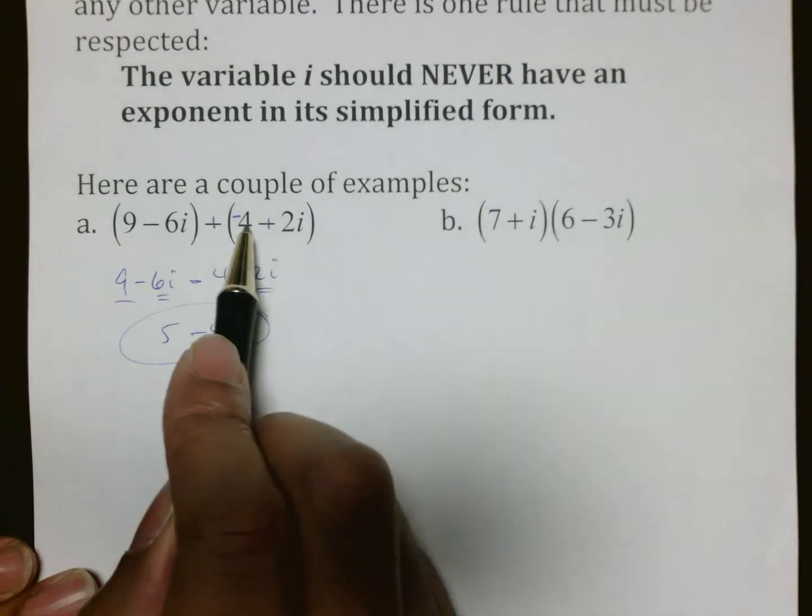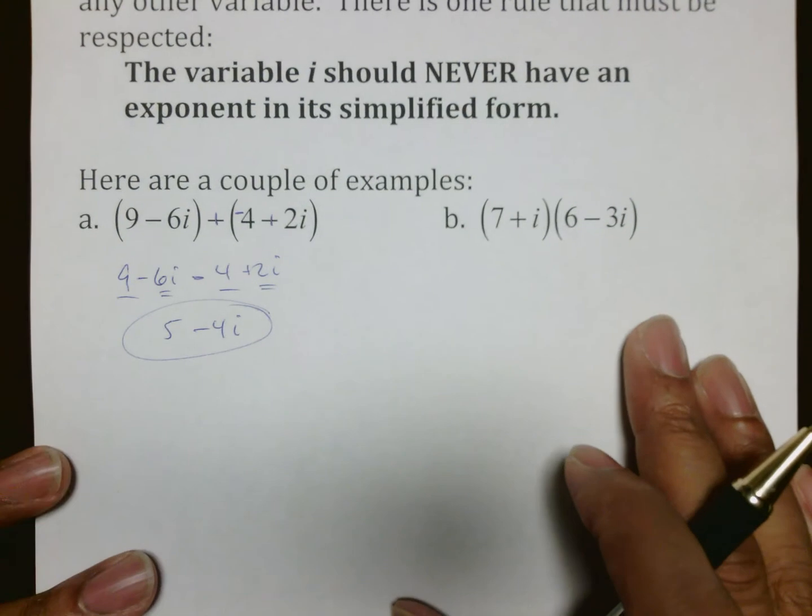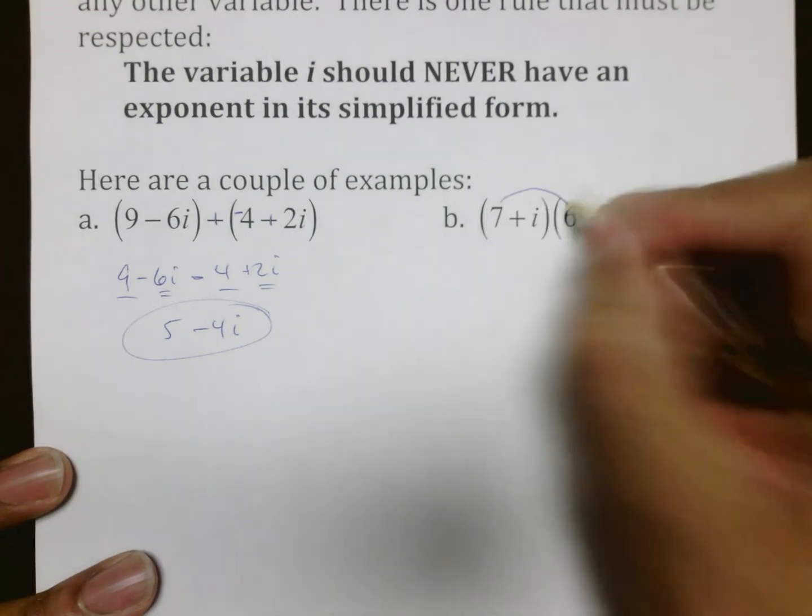Now you see a 9 and a negative 4, you see a negative 6 and a positive 2. Either one of those works, but again, whatever you use as your style, just make sure you practice it, make sure you master it, and everything should be fine. The other thing you want to be able to do is the distributive property.